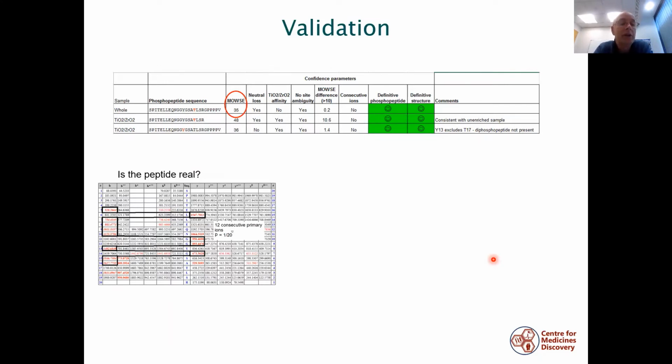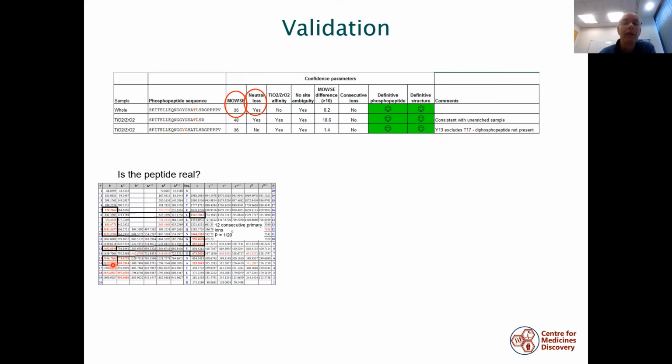What you need to do is you need to actually analyze the data. And so this is the ion table for this particular peptide, and we can identify 2, 3, 4, 5, 6, 7, 8, 9, 10, 11, 12 consecutive ions that match the sequence. This cannot be arrived at by chance. So although the Mascot score is not massively high, you can be totally confident that this is a real peptide.